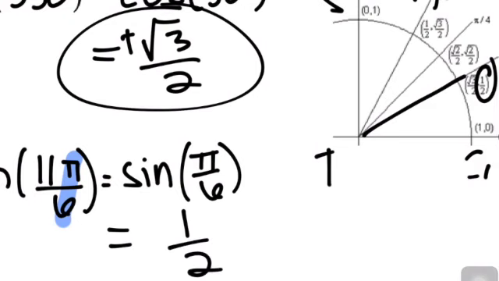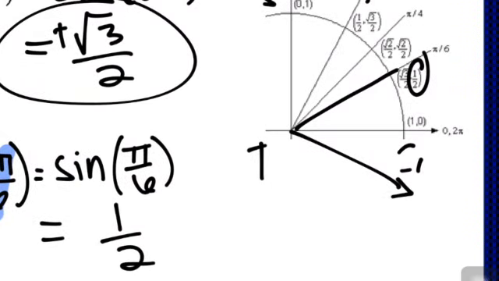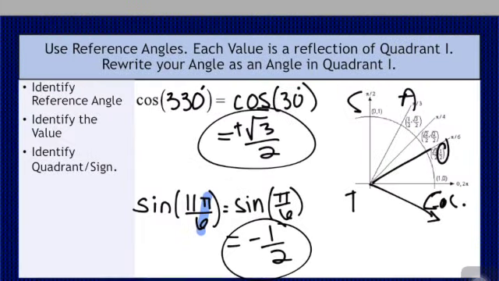And 11 pi over 6 is in the 4th quadrant as well. So in the 4th quadrant, only cosine is positive. So that means this is negative. So there you go, guys. Another couple quick examples.